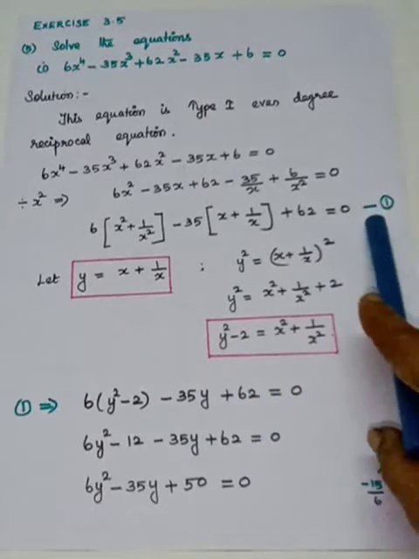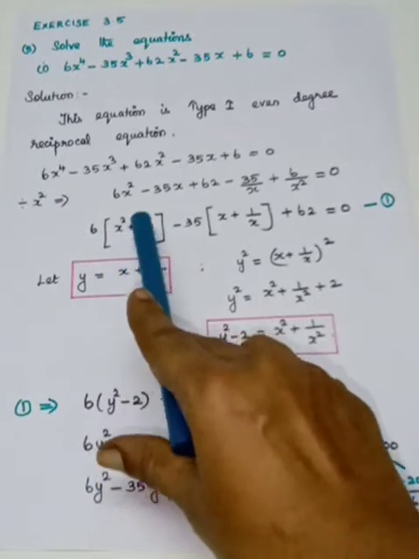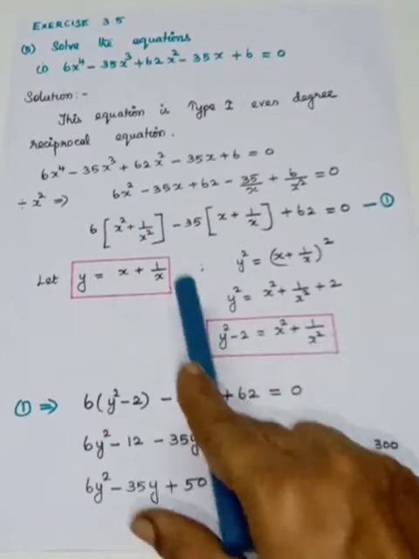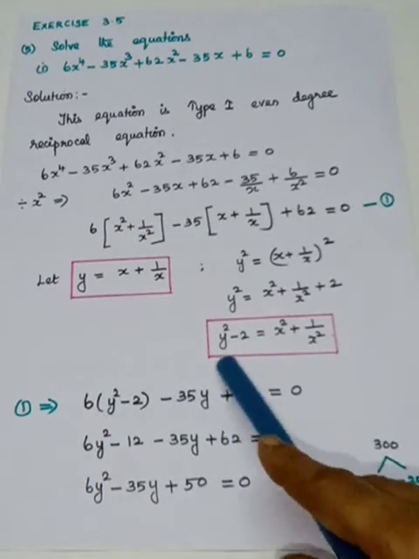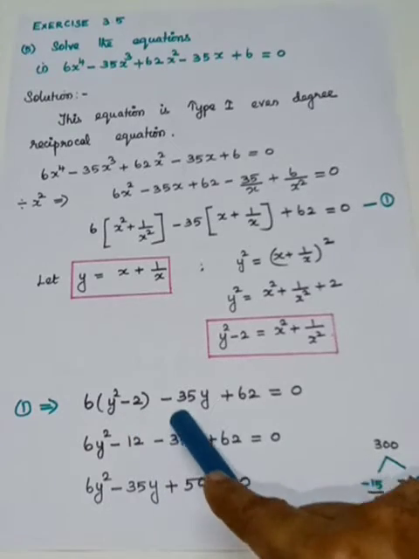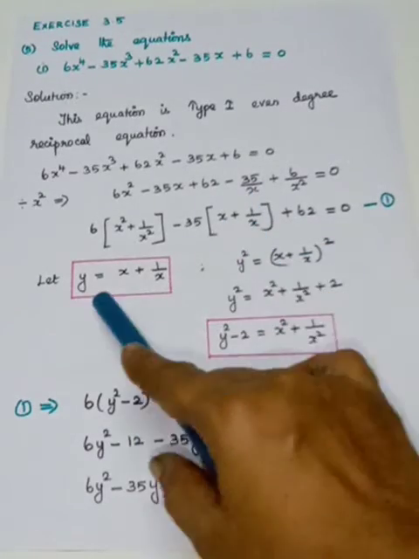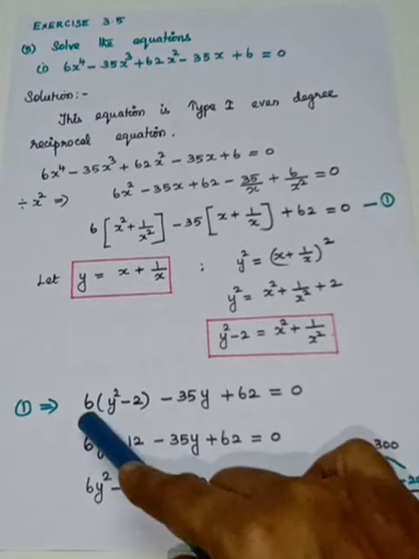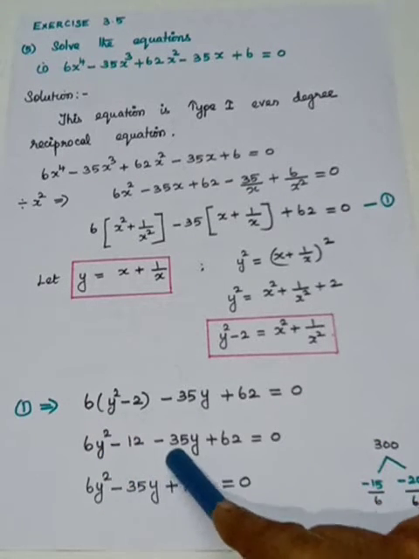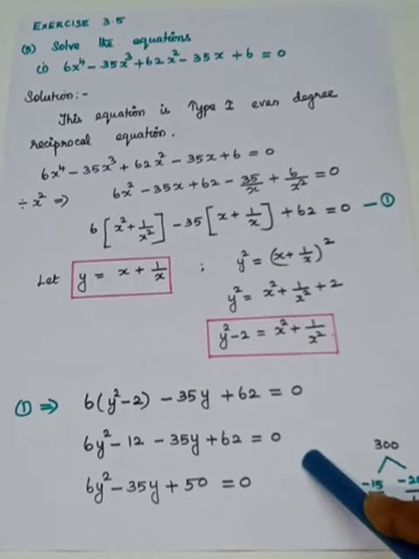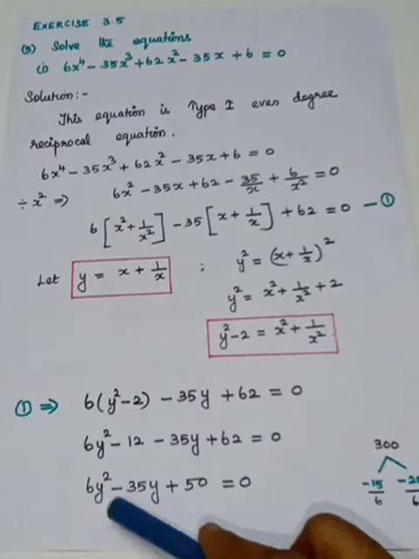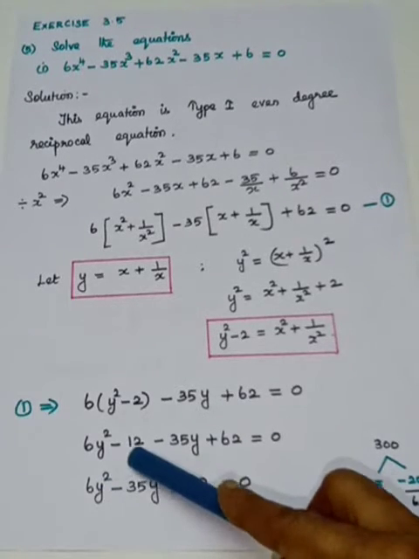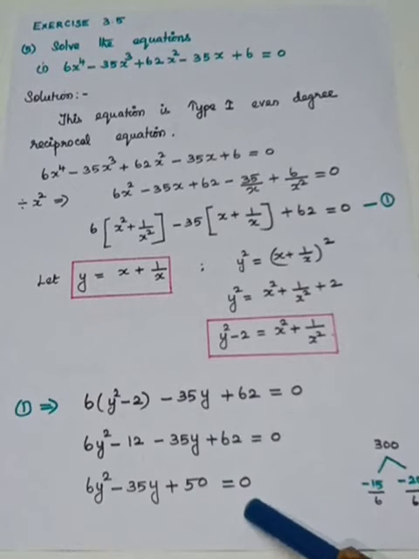Go to the equation. So here 6 into, instead of that you can write y squared minus 2. So it is substituted here. Minus 35 into, what is this? It is nothing but y, plus 62 is equal to 0. So when you expand, 6y squared minus 12 minus 35y plus 62 is equal to 0. So 6y squared minus 35y minus 12 plus 62 is 50, is equal to 0.